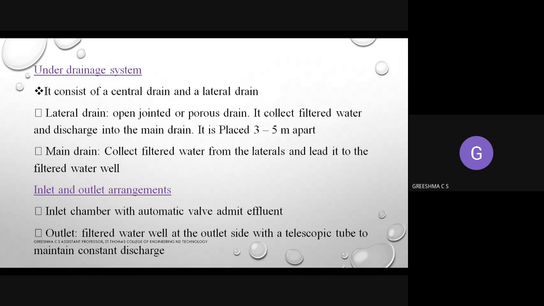In this Lausanne filter we are fitting a telescopic tube. An instrument called a telescopic tube is fitted, mainly to maintain a constant discharge. So you are providing a telescopic tube in the outlet unit. It has an inlet unit and also an outlet unit. The unit to admit water into the filter bed is called the inlet chamber.